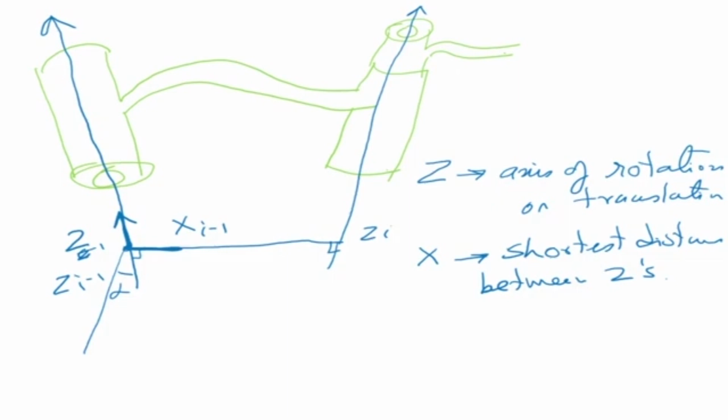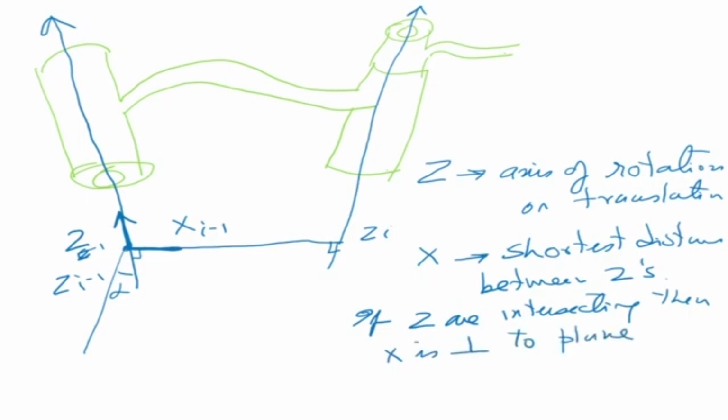Now in the case the z's are intersecting, then x is perpendicular to the plane containing the z's. Okay, now the y-axis we don't write because it just completes the right hand rule.